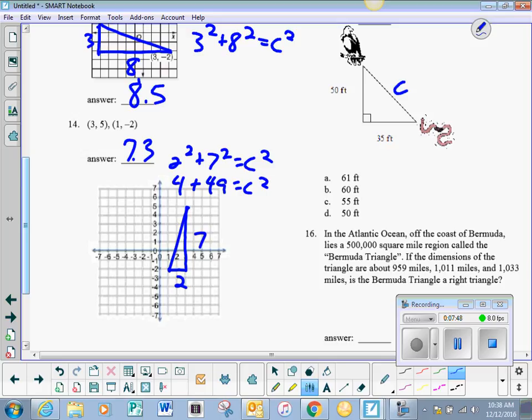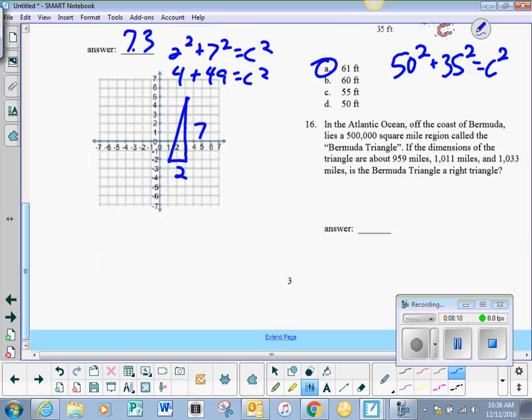So 50 squared plus 35 squared is going to be c squared. 50 squared plus 35 squared, and take the square root of that, and we get 61. Boom. Is the Bermuda Triangle an actual triangle? Is 959 squared plus 1011 squared equal to 1033 squared? No. Okay? It's not.